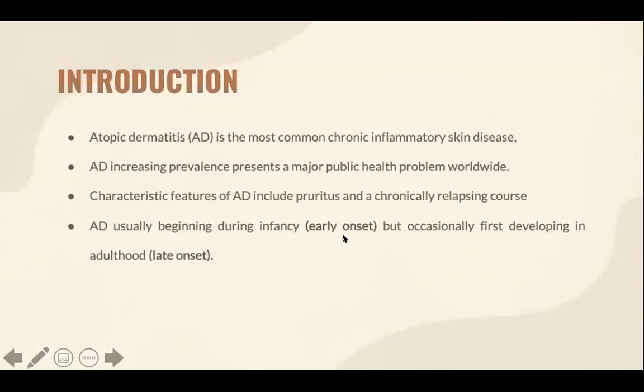It's important to hint here that early onset disease usually starts in the first 2 years of age, and it's the most common type of atopic dermatitis. However, about 60% of infants and young children with atopic dermatitis usually go into remission by 12 years of age. However, the late onset disease is much less common. It usually starts after puberty, and it's more common in women than in men.